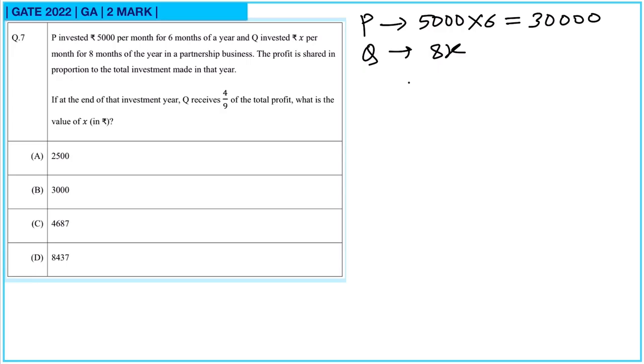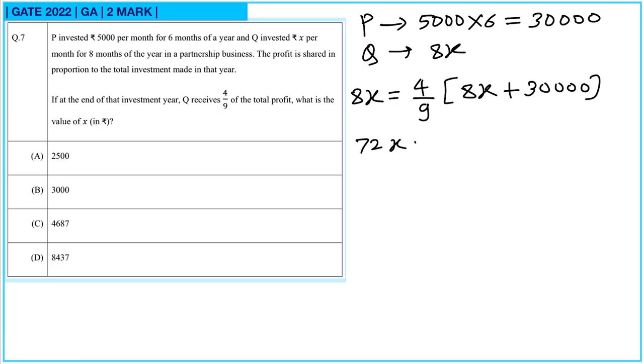If at the end of the investment year Q receives 4/9 of the total profit, then what is the value of X? If he receives 4/9 of the total profit, that means his investment is also 4/9 of total investments. That means 8X is 4/9 of total investment, that is 8X plus 30,000. Now we have to solve this.